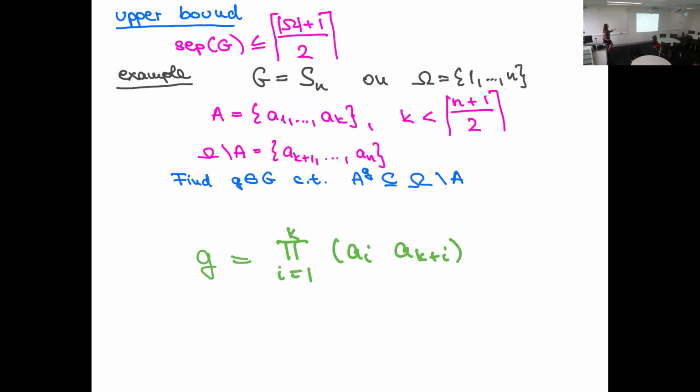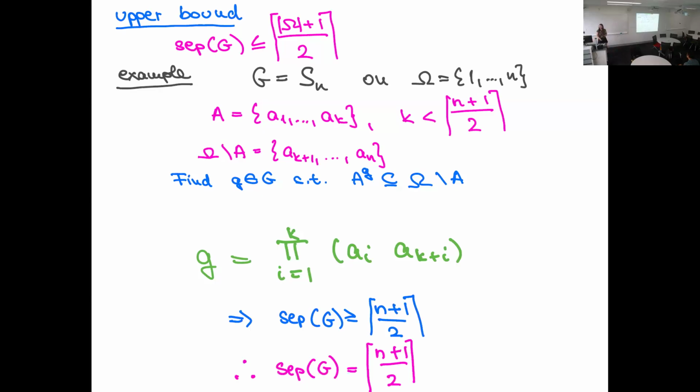We can always do this, because we can just take our element that sends a_i to a_{k+i}. It swaps these out, and then the A to the g that we get will lie inside omega without A. That gives us that the separability number will be at least n plus 1 over 2, and that was our upper bound. So the separability number will be n plus 1 over 2. So this bound, however unsatisfying, is sharp.